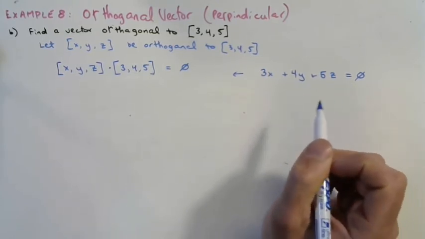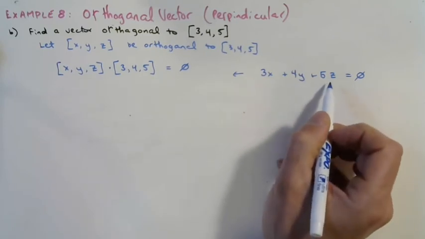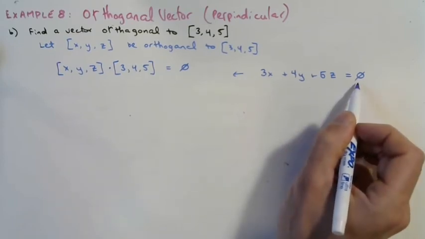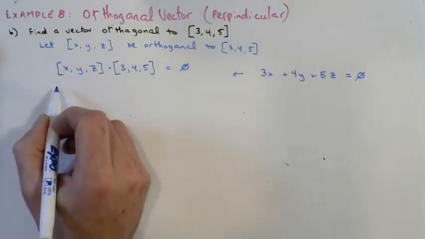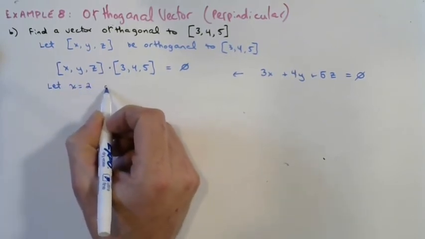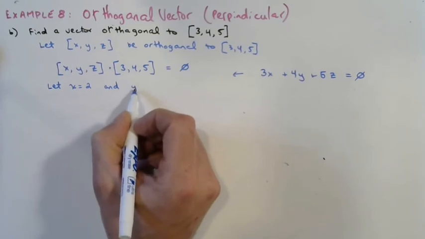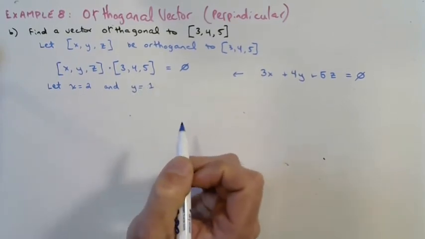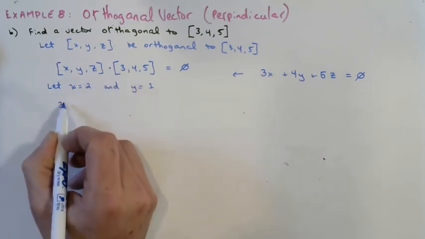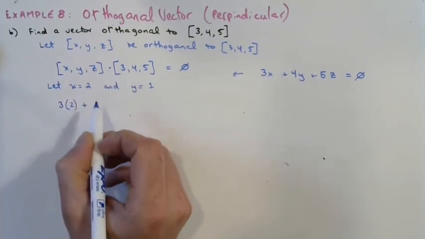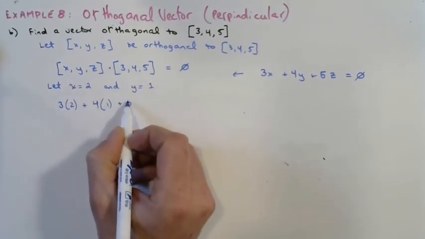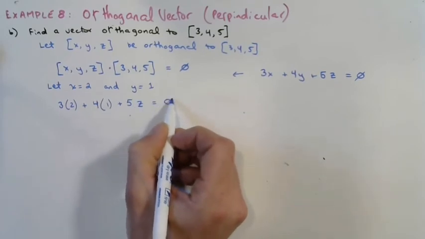Okay, and you could do that with any of the variables. You could choose a value for y, choose a value for z, and then find the value of x that makes this true. Does that make sense? So we'll start off really easy. We're going to let x equal 2, and we're going to let y equal 1. So now the dot product looks like this. If x is 2, then what I have is 3 times 2 plus 4 times 1 plus 5 times z equals 0.